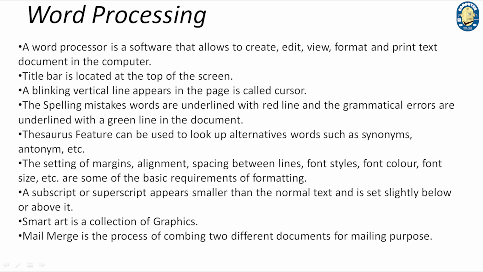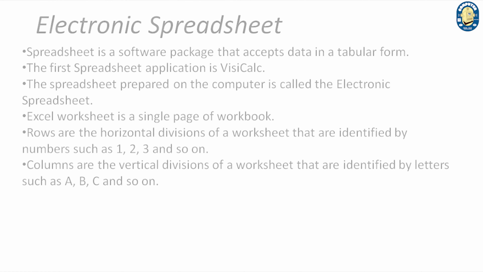The setting of margins, alignment, spacing between lines, font styles, font color, font size, etc. are some of the basic requirements of formatting. A subscript or superscript appears smaller than the normal text and is set slightly below or above it. Smart art is a collection of graphics. Mail merge is the process of combining two different documents for mailing purposes.